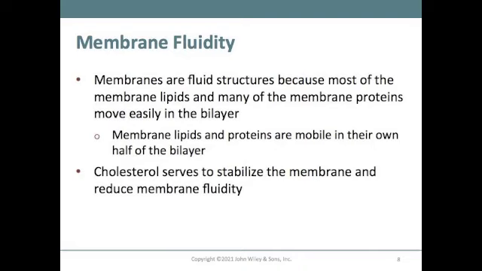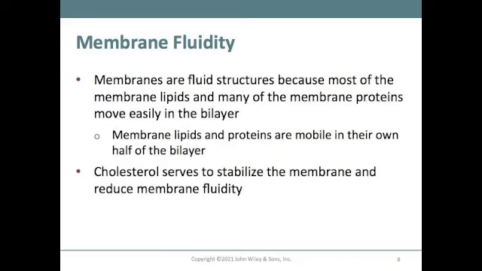Moving on to membrane fluidity. Membranes are fluid structures, that is, most of the membrane lipids and many of the membrane proteins can easily rotate and move sideways in their own half of the bilayer. Neighboring lipid molecules exchange place about 10 million times per second and may wander completely around the cell in only a few minutes.